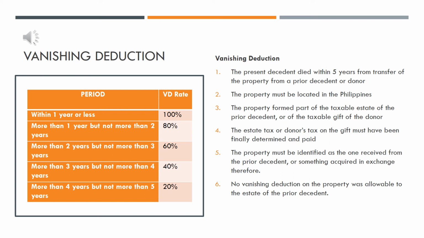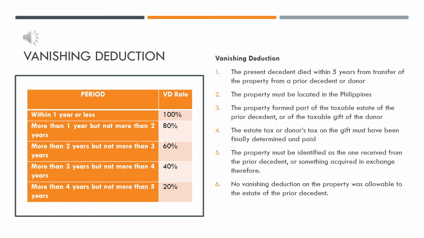So, if the same property is included in the gross estate of the present decedent, its value may be deducted in computing the net taxable estate, subject to the following conditions. Dapat, the present decedent died within 5 years from the receipt of the property through gratuitous transfer, inheritance, under lucrative title po yan. Next, the property from which a vanishing deduction is being claimed must be located in the Philippines. An estate or donor's tax must have been actually paid. Dapat actual payment ha. Mere filing of return is not sufficient.